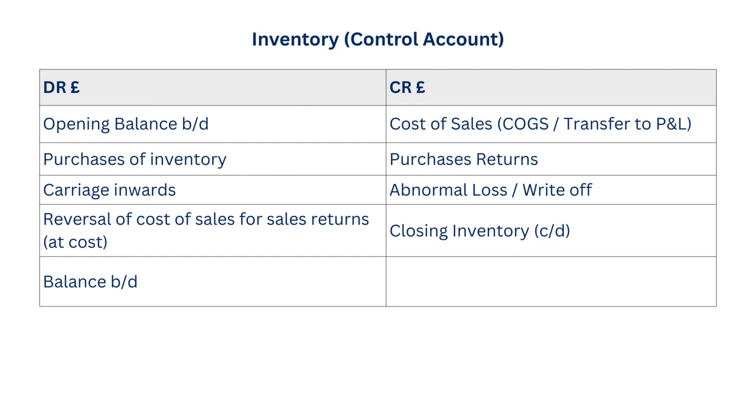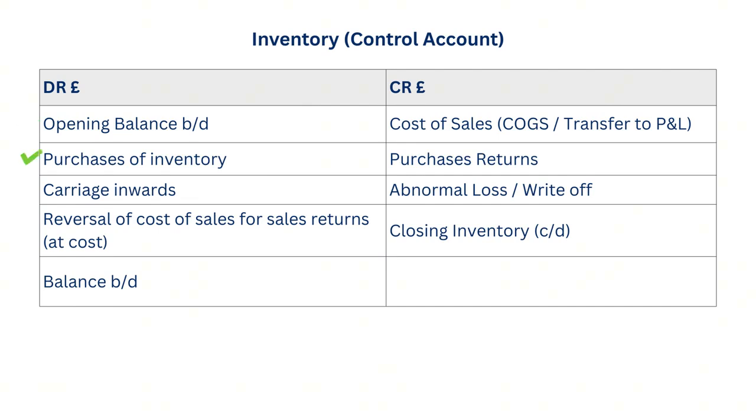Now let's look at the inventory control account. The purpose of this account is to record all movements in inventory at cost, not at selling price. This aligns with International Accounting Standard 2, which requires that inventory is measured at cost unless net realizable value is lower. Inventory is an asset, so increases in inventory are recorded on the debit side and decreases are recorded on the credit side. We start with the opening balance brought down from the previous period. This is the value of the inventory the business already had at the start of the period. Since inventory is an asset, opening inventory appears as a debit balance.